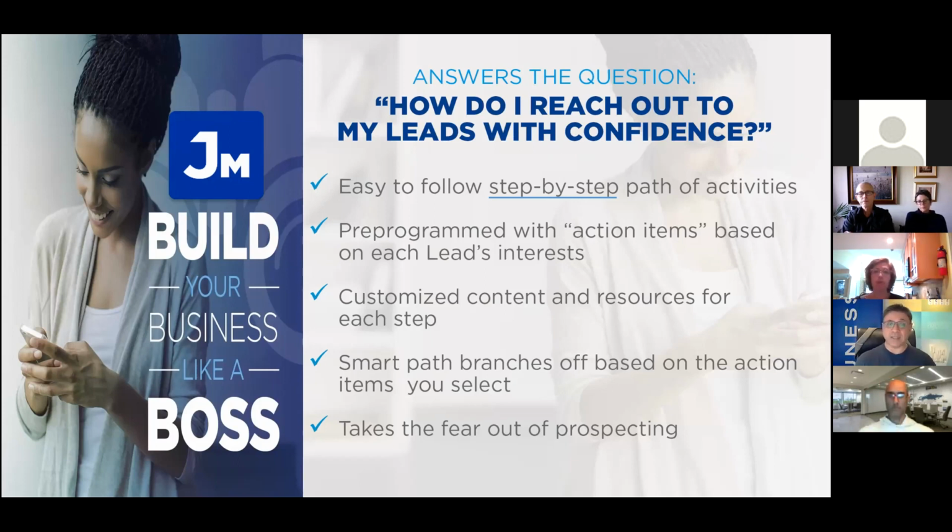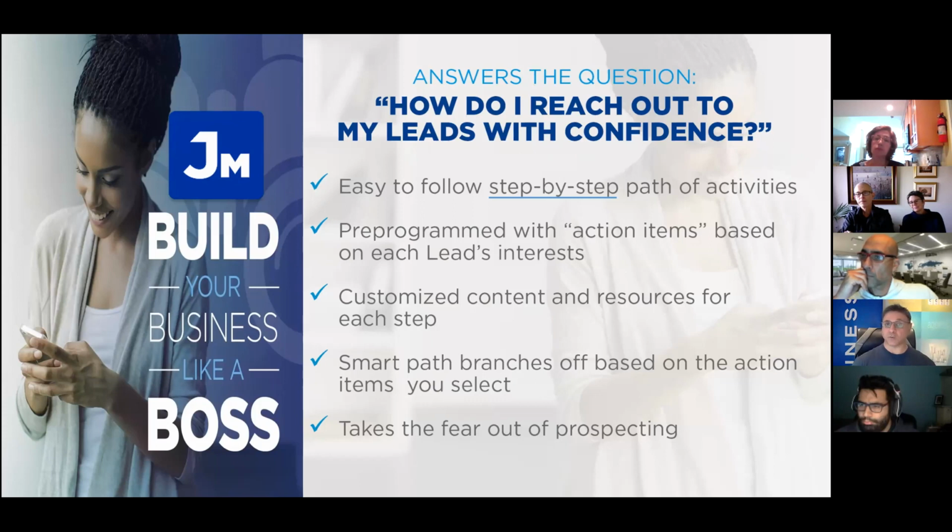So it gives us an easy to follow, step-by-step path of action. And you'll see what this is along the way. Pre-programmed with action items, all these steps, pre-programmed, wow, what a word, with action items based on our lead's interests. What does that mean? If we spoke to somebody and they're interested in the serum, JMobile will recommend sending them material that pertains to the serum. Or if they want to get rid of their acne, JMobile will recommend a path of action that pertains to that issue.